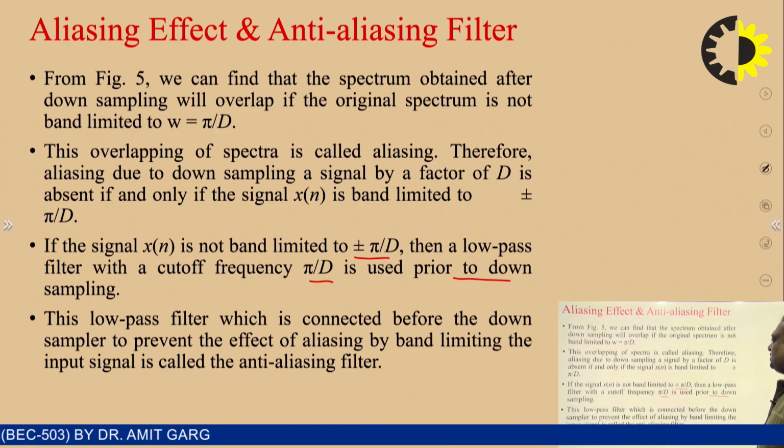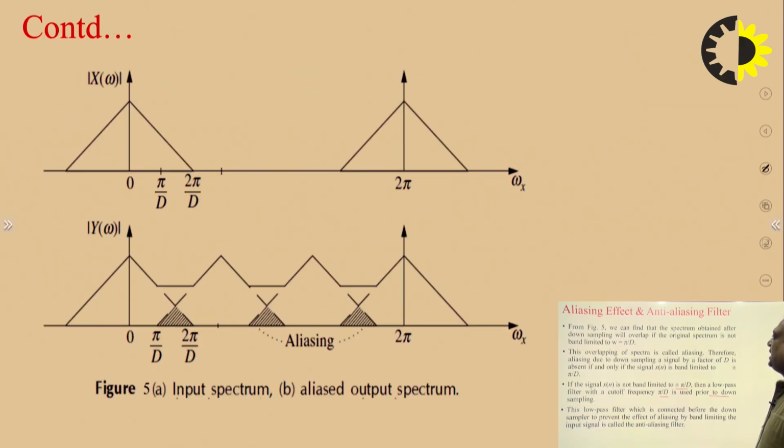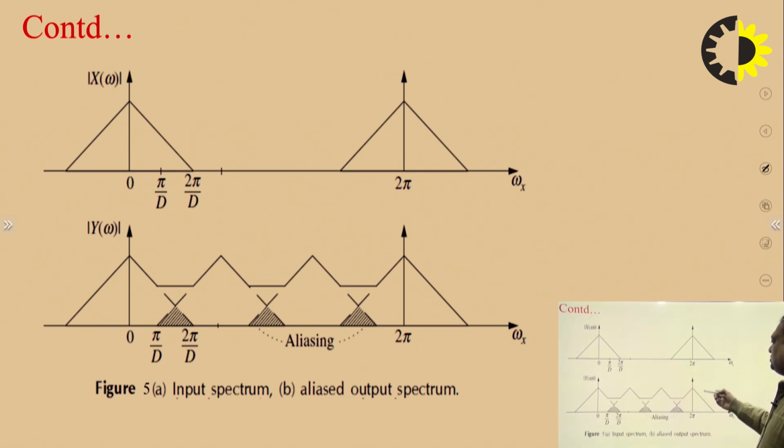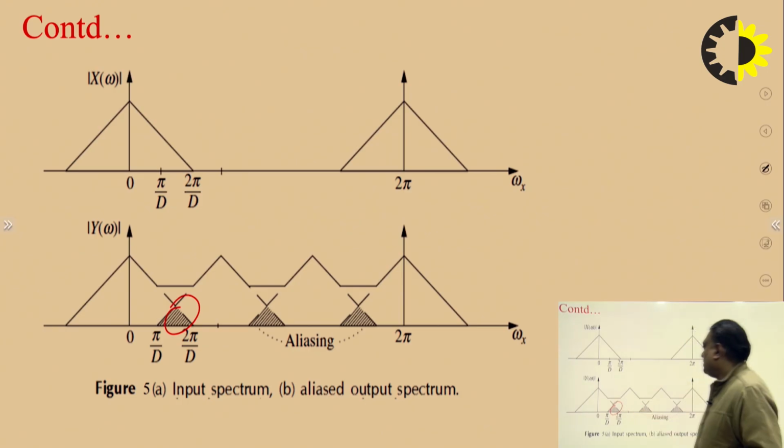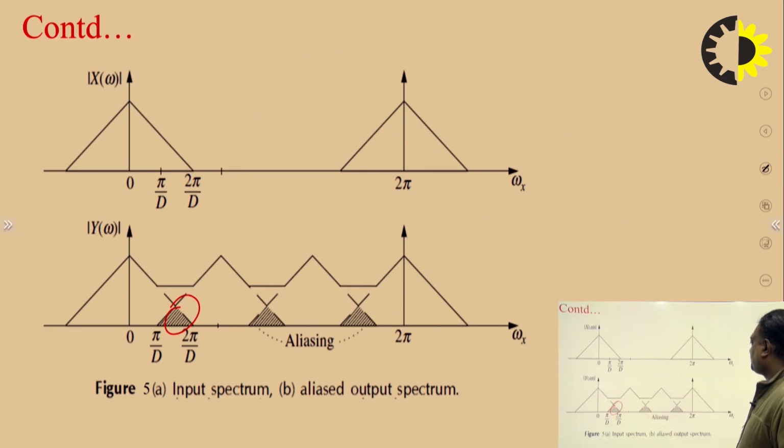This low pass filter, which is connected before the downsampler to prevent the effect of aliasing by band limiting the input signal, is called the anti-aliasing filter. This is the anti-aliasing process, and this is the process of aliasing. If we pass the signal through a low pass filter initially, then aliasing will not be present.